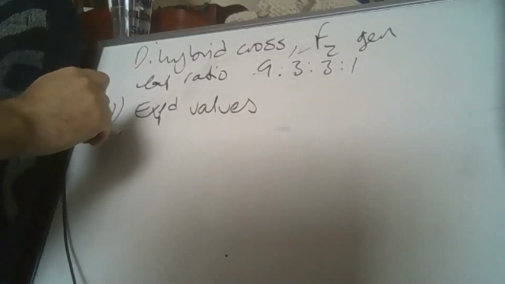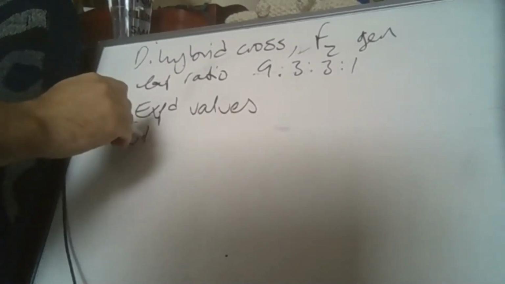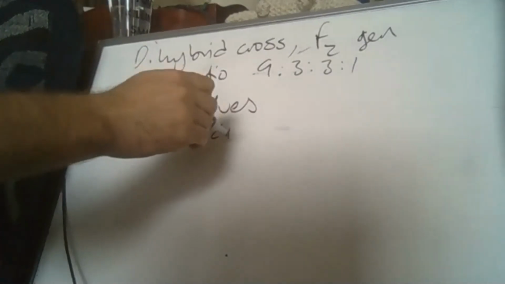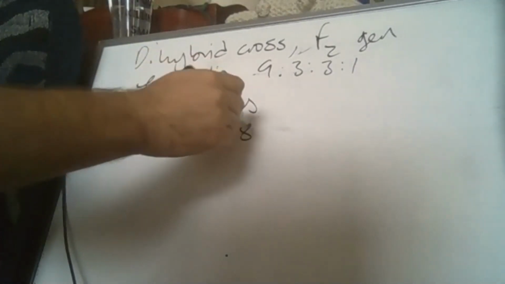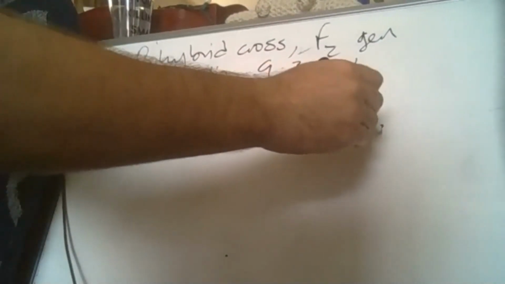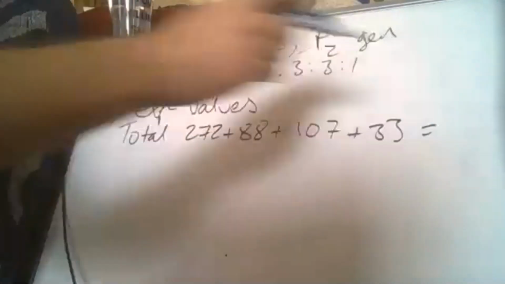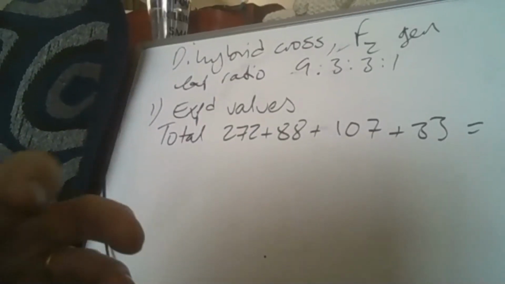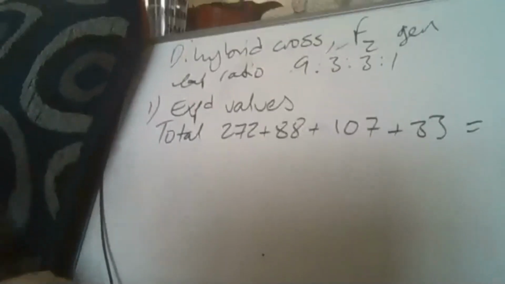And so first we need our total, which is 272 plus 88 plus 107 plus 33. I'm going to need to use a calculator. It's 500.